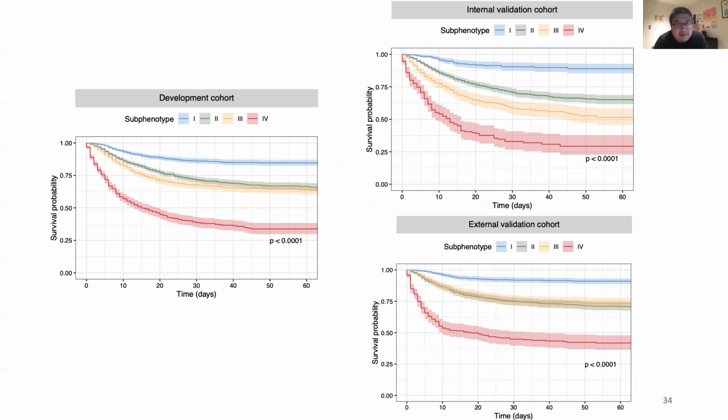And this is the associated outcome of those four different subphenotypes on the development cohort, the internal validation cohort, and the external validation cohort, from which we can see a Kaplan-Meier type of survival probability curve. As we characterized according to the previous two slides, this validates that subphenotype 1 has the least severe condition, and subphenotype 4 has the most severe condition, while 2 and 3 are pretty close.